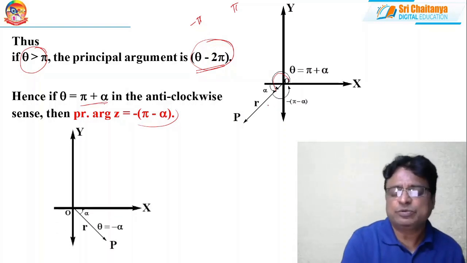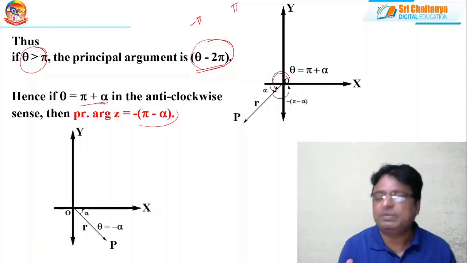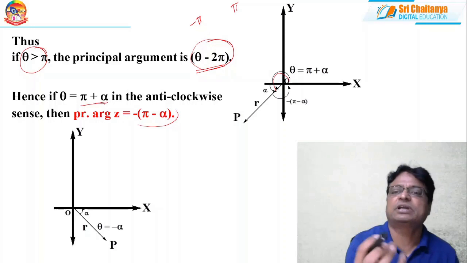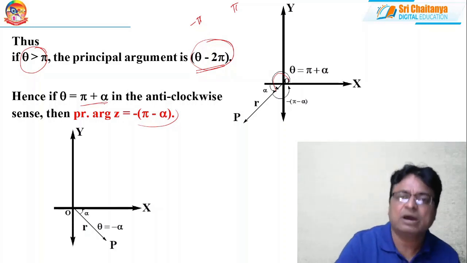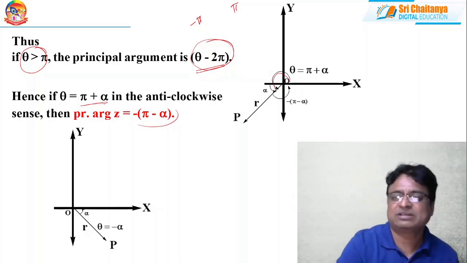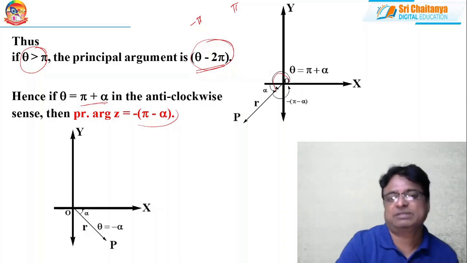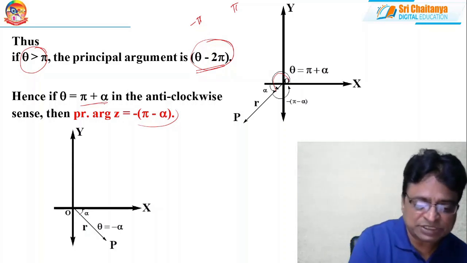So based upon the argument, we can assess the position of the corresponding complex number on the Argand plane. This is about the geometrical interpretation of the complex number. So this is in a positive angle.